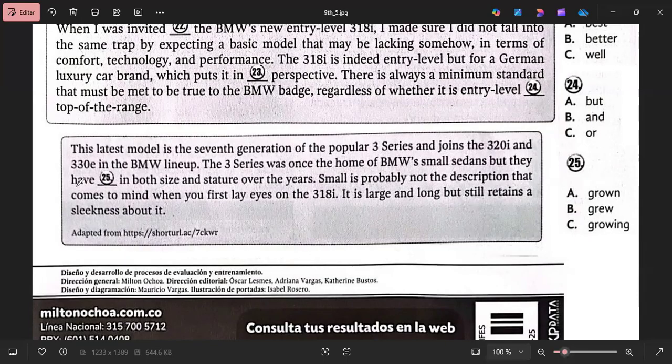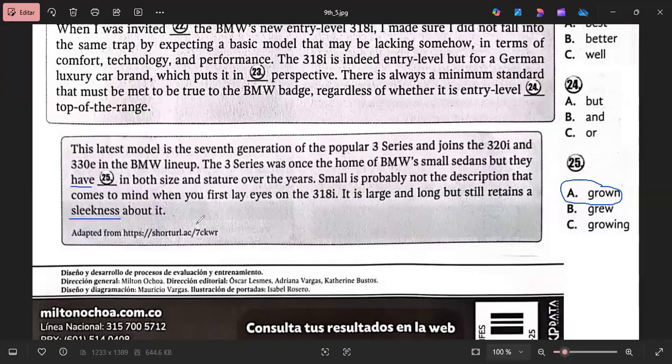grew, or grown. So remember, they have, and we're talking about essentially past and present, okay? Past and present. So the best option here would be the past participle. They have grown in both size and stature over the years. Small is probably not the description that comes to mind when you first lay eyes on the 318i. It's large and long, but still retains a slickness about it.